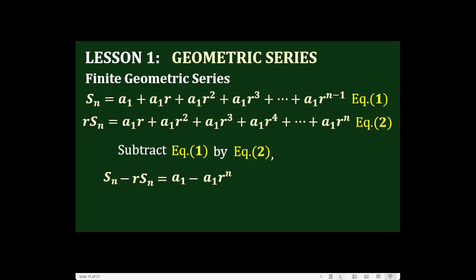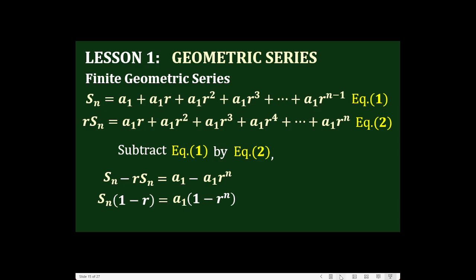And you will notice that from this resulting equation, the left side has a common factor of S sub n, while the right side has a common factor of a sub 1. So we can factor out the common factor on the left side and also on the right side. S sub n is the common factor, so we factor it out so that the left side becomes S sub n times the quantity 1 minus r, while on the right side, we factor out a sub 1 so that it becomes a sub 1 times the quantity 1 minus r to the n.